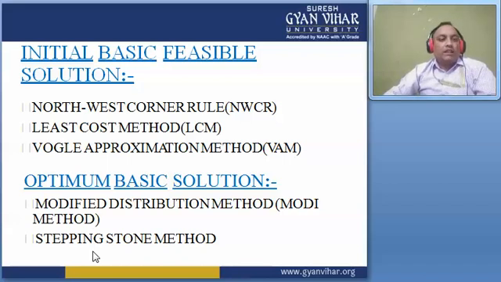And in the second case, optimum basic solution, there are two types of method. One is the modified distribution method, called the MODI method. And the second one is the stepping stone method, right? So these are some methods which define the transportation problem.